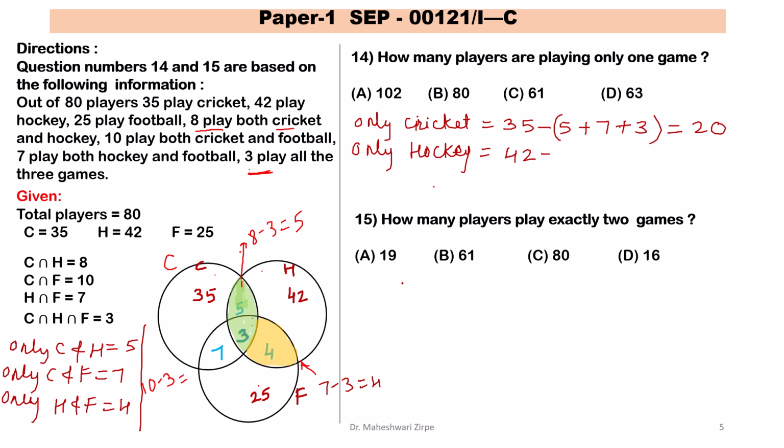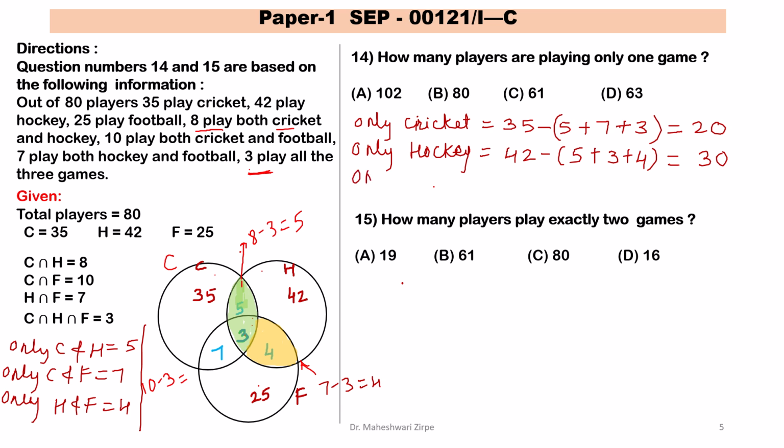You have to subtract 5 plus 3 plus 4. Okay, 5 plus 3 plus 4. So it comes out to be how much? 42 minus 8 plus 12. Okay, 30. It is 30.